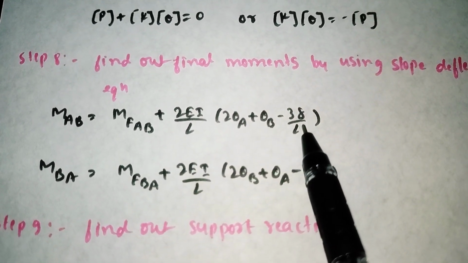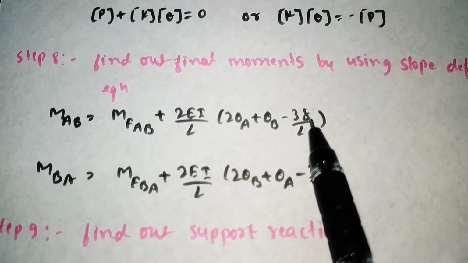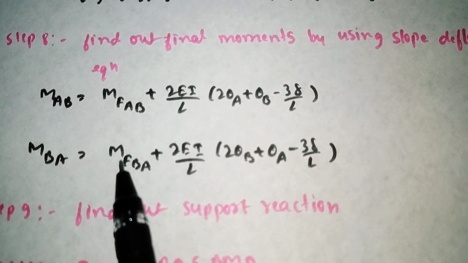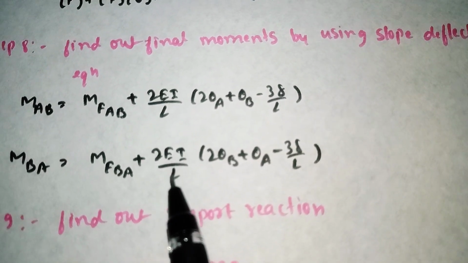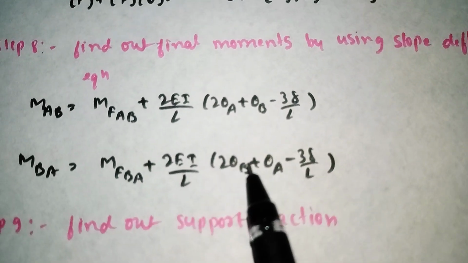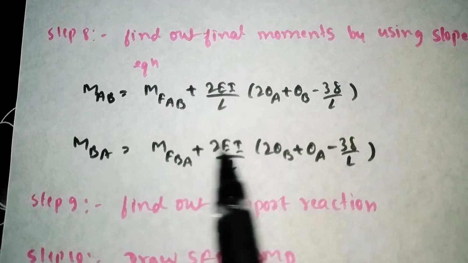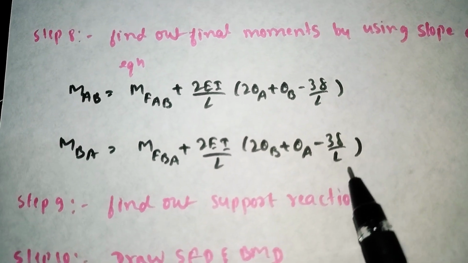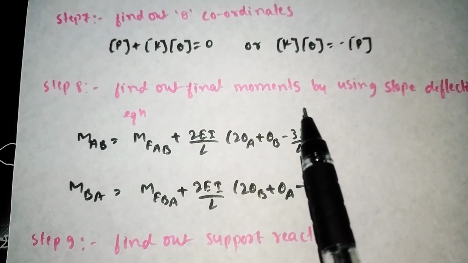If the deflection value is given in the problem, only then we need to substitute this; otherwise we neglect it. MBA is the fixed end moment of BA plus 2EI divided by L. Here L is the span of our BA span, and we put it here. Then 2 theta B plus theta A, minus 3 delta divided by L. By using these two formulas we calculate the final moment.